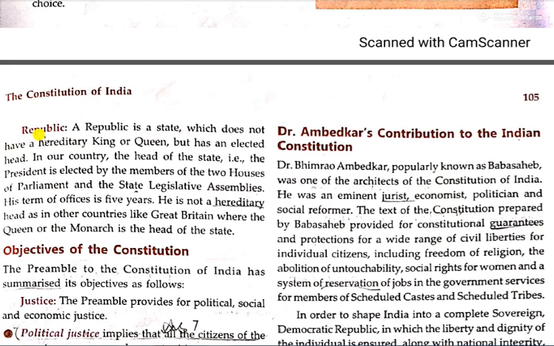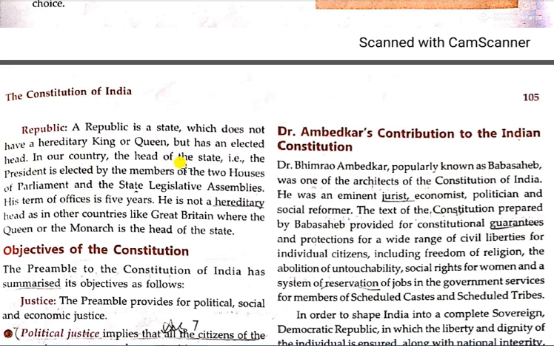The next is republic. A republic is a state which does not have a hereditary king or queen, but has an elected head. So our country, India, is a republic. We do not have any hereditary king or queen, but we have a head who is elected by the people.